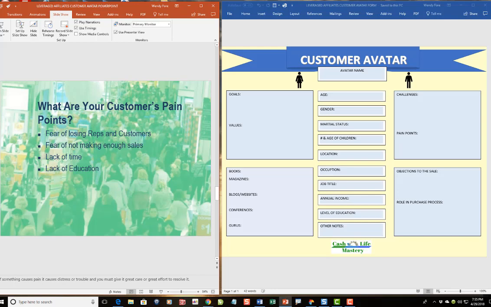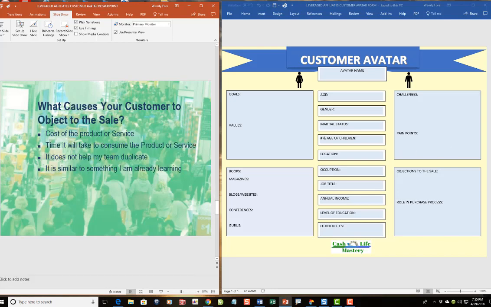All right, their pain points. Their pain points are fear of losing customers, fear of not making enough sales, lack of time, and lack of education. So that goes here. All right, objections to the sale: cost of the product, the time it'll take, doesn't help my team duplicate, it's similar to something I'm already learning. So here's your objections.